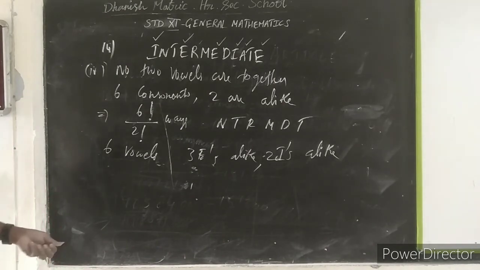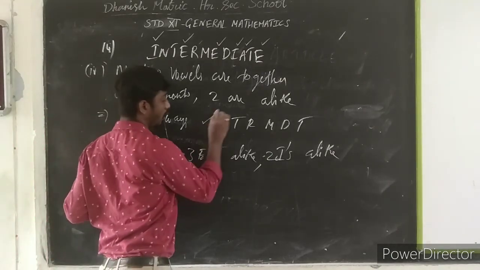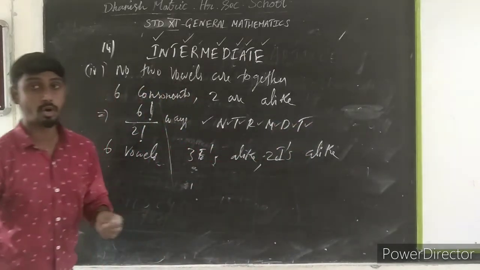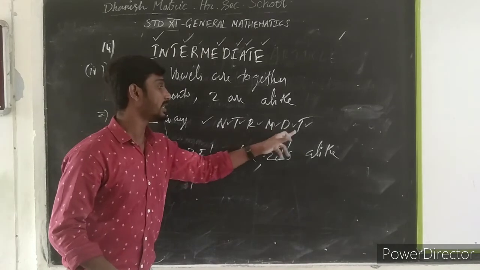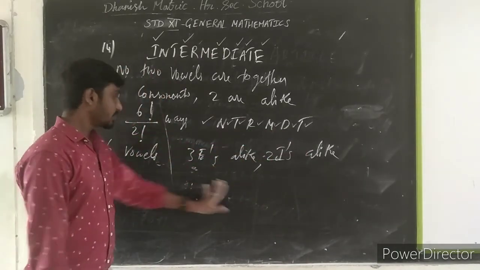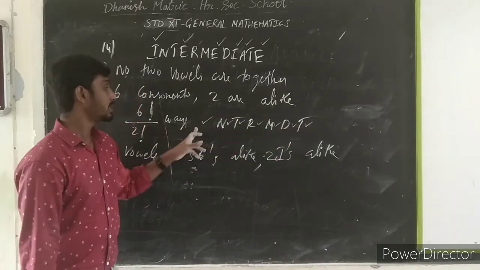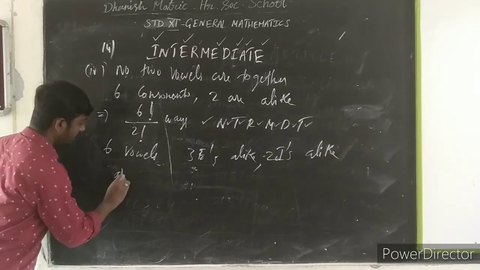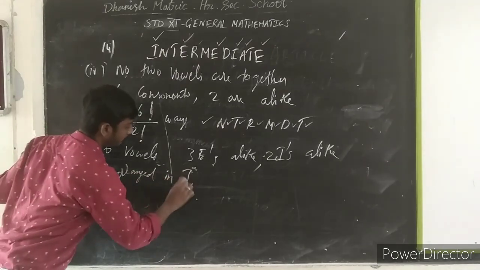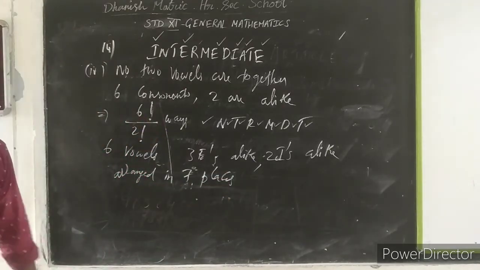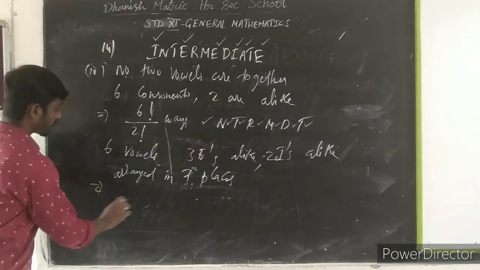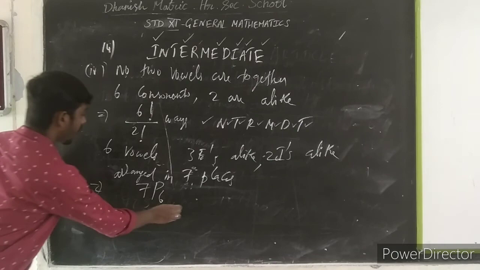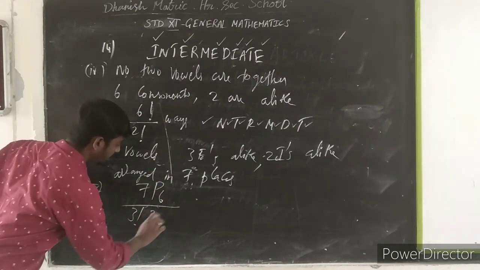So in how many places can the vowels be arranged? I already told you: 1, 2, 3, 4, 5, 6, 7. The vowels arranged among the consonants have 7 places. Arranged in 7 places, we write 7 permutation of 6, divided by 3 factorial for the 3 E's and 2 factorial for the 2 I's.